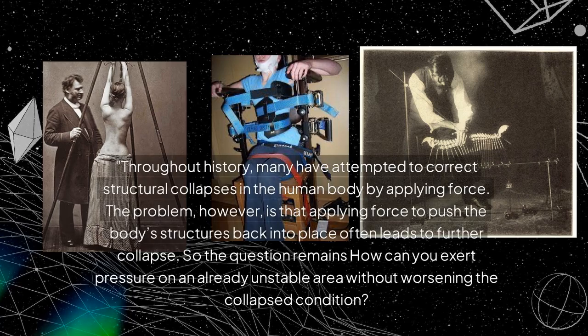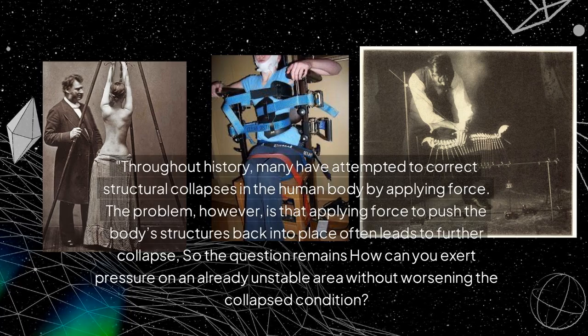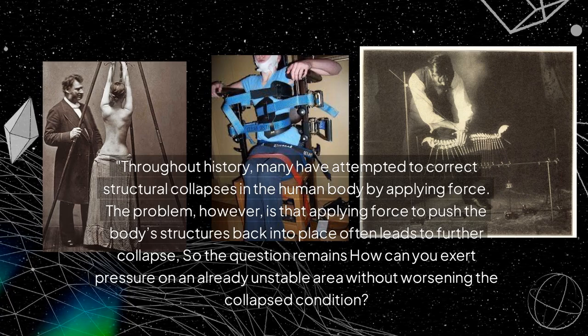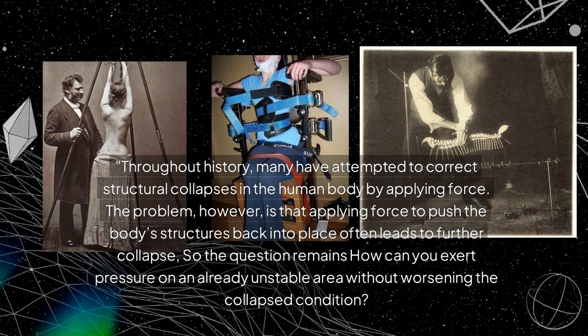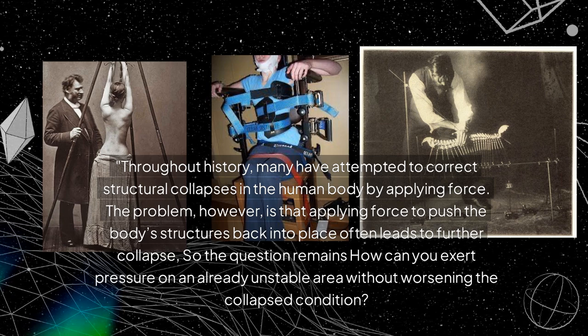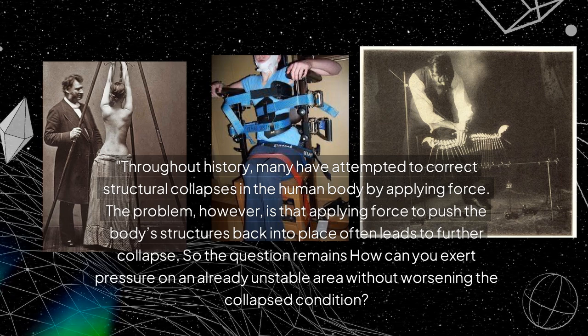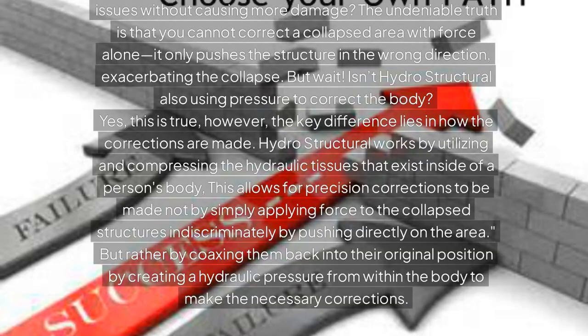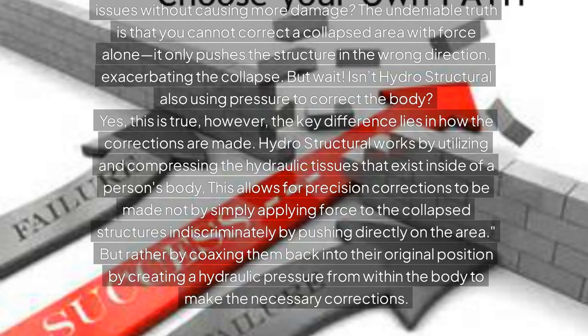Throughout history, many have attempted to correct structural collapses in the human body by applying force. The problem, however, is that applying force to push the body's structures back into place often leads to further collapse. So the question remains, how can you exert pressure on an already unstable area without worsening the collapse condition? So what has Hydrostructure discovered about fixing these issues without causing more damage? The undeniable truth is that you cannot correct a collapsed area with force alone. It only pushes the structure in the wrong direction, exacerbating the collapse.